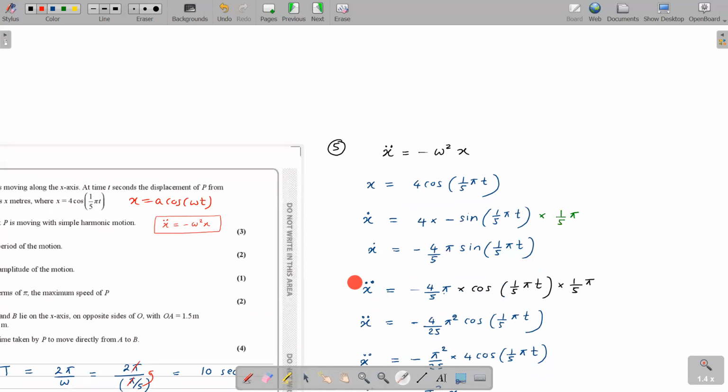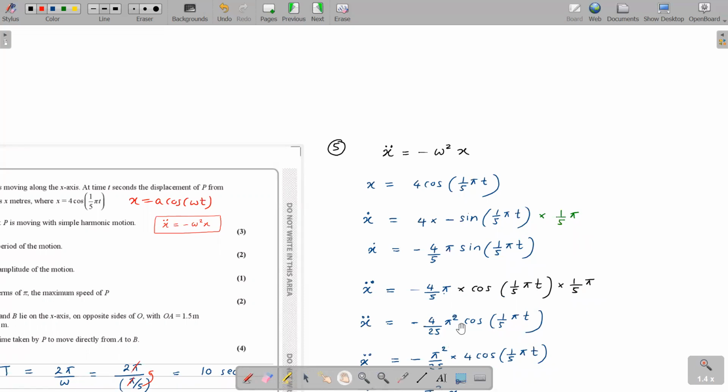Going for the second derivative. So in the second derivative, minus 4 over 5 pi you leave as it is, and sine differentiation is cos. Okay, sine differentiation is cos 1 over 5 pi t, and then standard rule, chain rule, you multiply with the derivative inside, right? So 1 over 5 pi t derivative is 1 over 5 pi. So now simplifying, so minus is there, 4 over the 5 into 5 is a 25, and the denominator pi into pi, pi square, and you get cos 1 over 5 pi t.